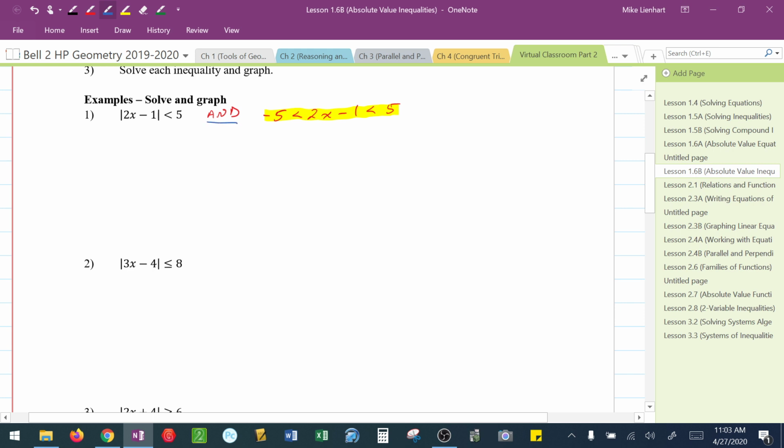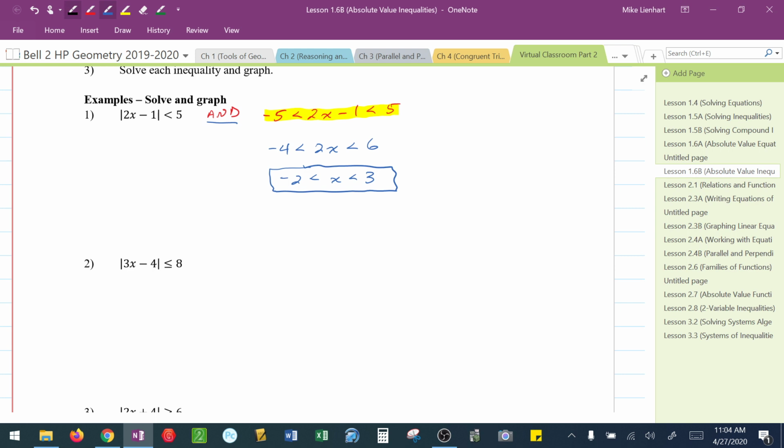Now, once I have it established, I'm going to solve it. So I'm going to add 1. We got to get x by itself in the middle. So that would be -4 less than 2x less than 6. Divide everything by 2, so I would have -2 is less than x is less than 3. And this is now written in a simplified form as an and inequality. So again, notice, the less than just tells me it is an and. The symbol tells me what type it is.